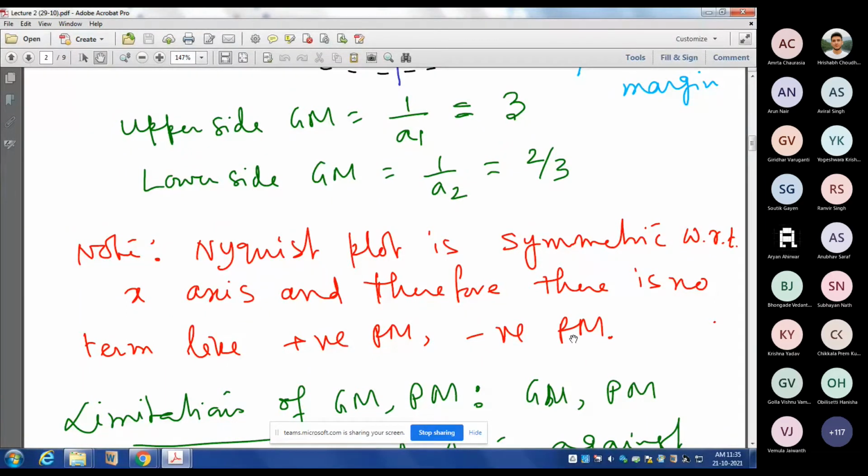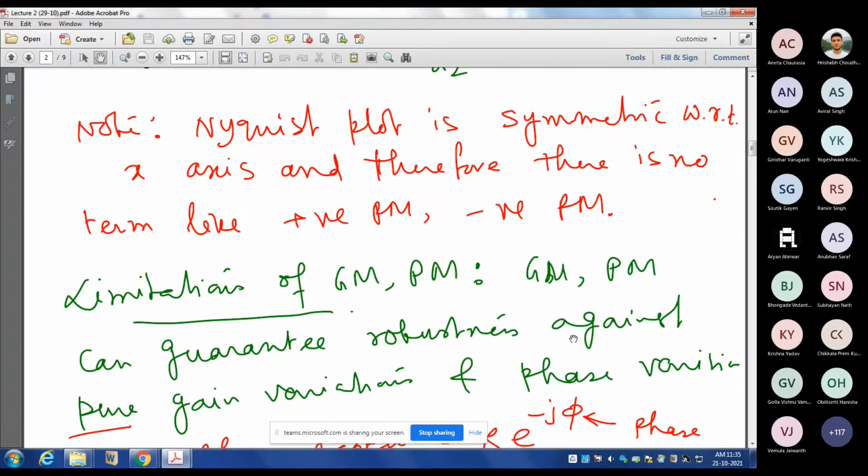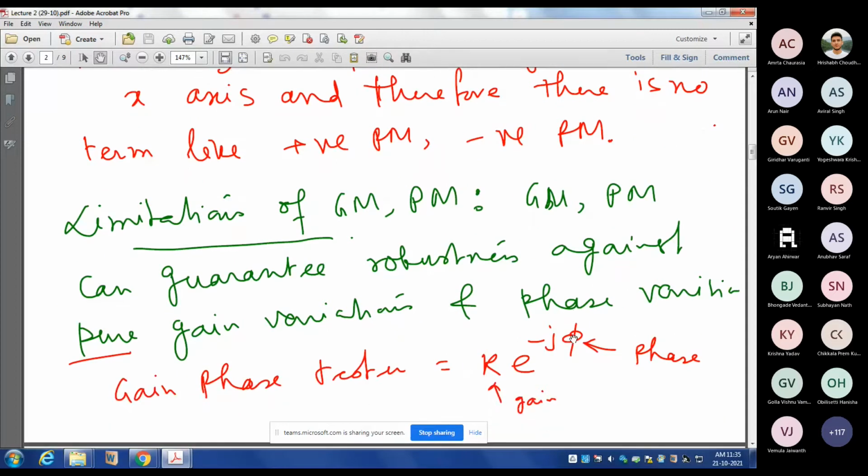So now what is the limitation of the gain margin and phase margin concept? As per the definition, when we are saying gain margin, we are assuming that there is no change in the phase. Similarly, when we are defining phase margin, we are presuming that there is no change in the loop gain. So that means gain margin and phase margin measures can guarantee robustness against pure gain variation or pure phase variation.